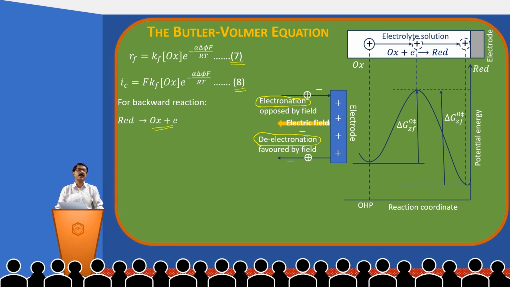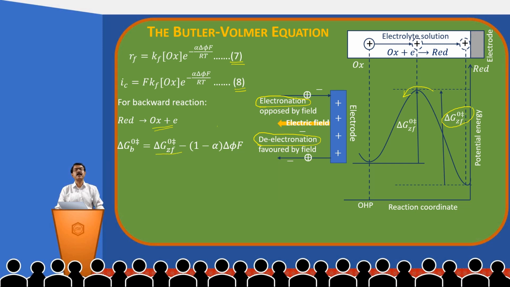In the de-electronation reaction, the electrical work of activation is minus (1 minus alpha) delta phi F. Therefore, we can write an equation for the rate of de-electronation similar to that of equation 7. Here we consider the backward reaction or anodic reaction. For the anodic reaction or the backward reaction, the new Gibbs energy is delta Gb 0 double dagger equal to delta Gf 0 double dagger minus (1 minus alpha) delta phi F. And here b indicates backward, that is the anodic process.